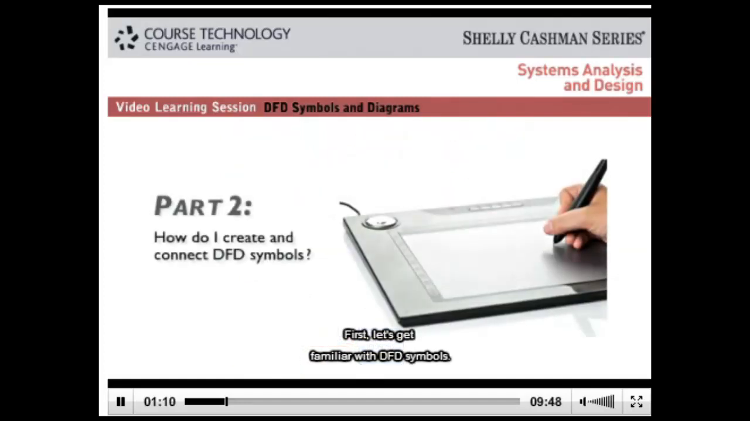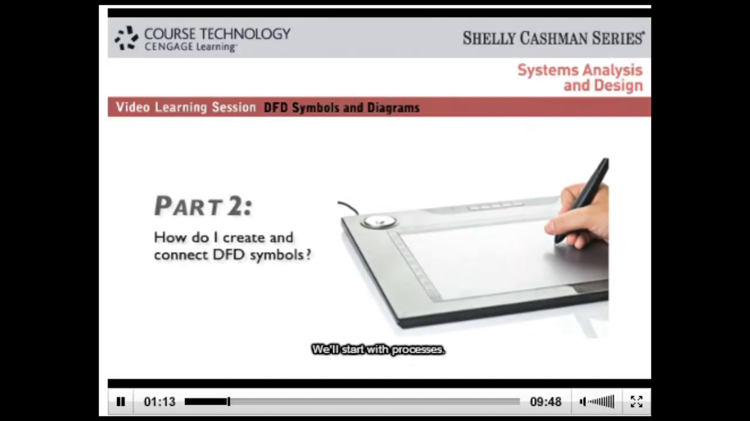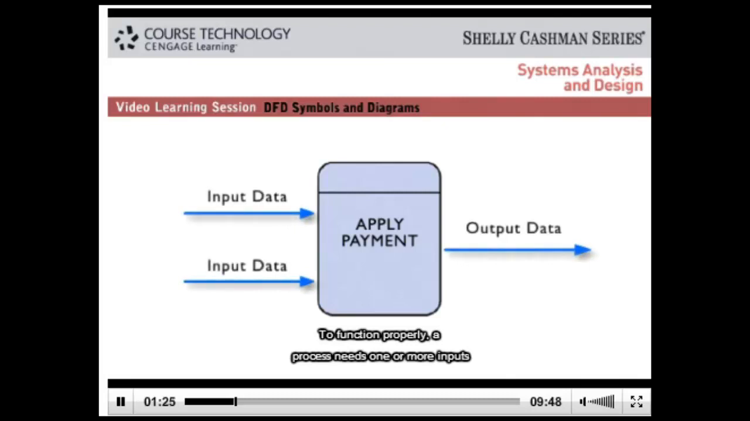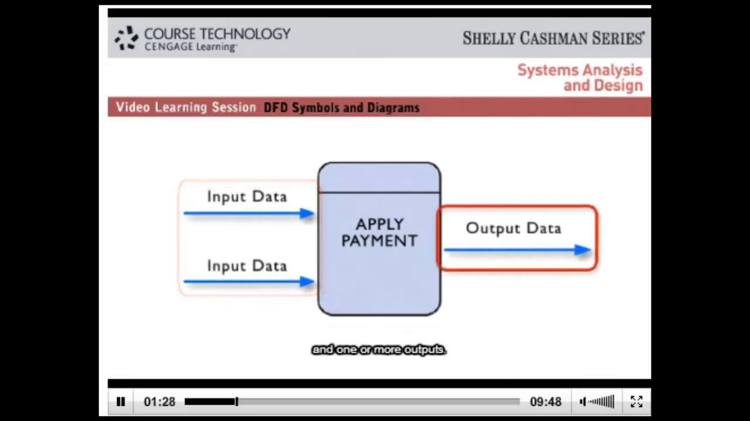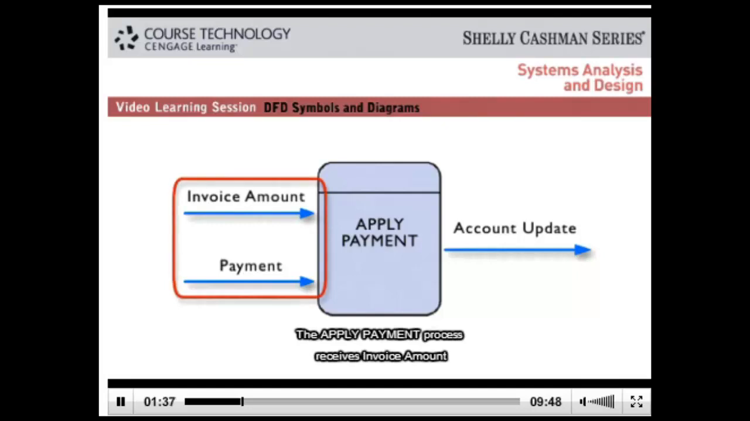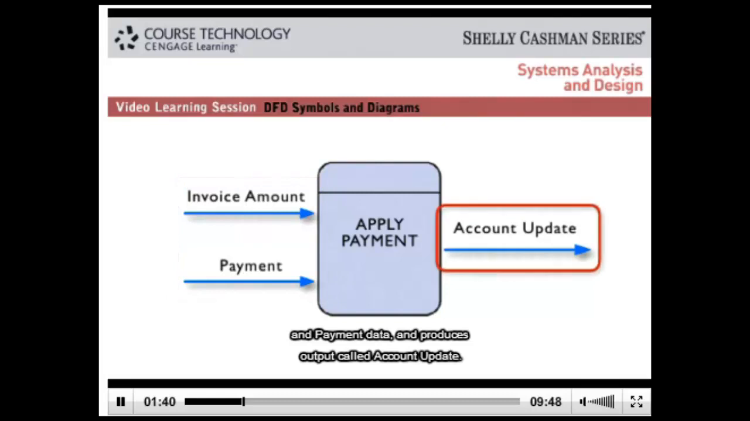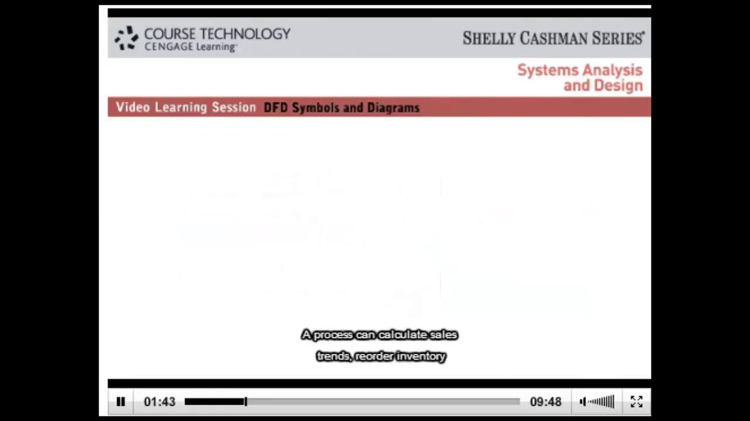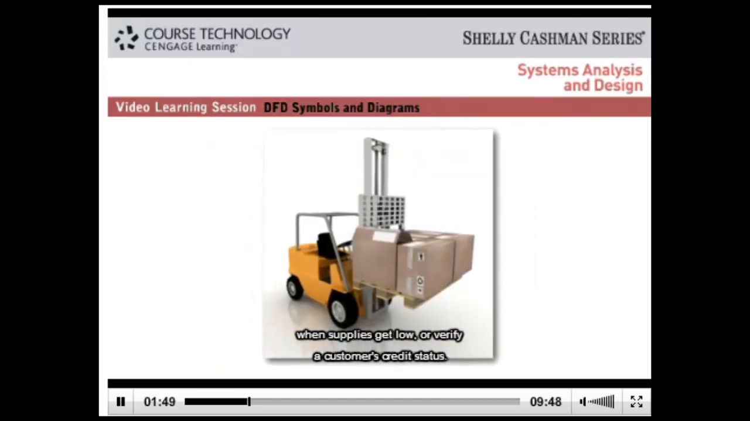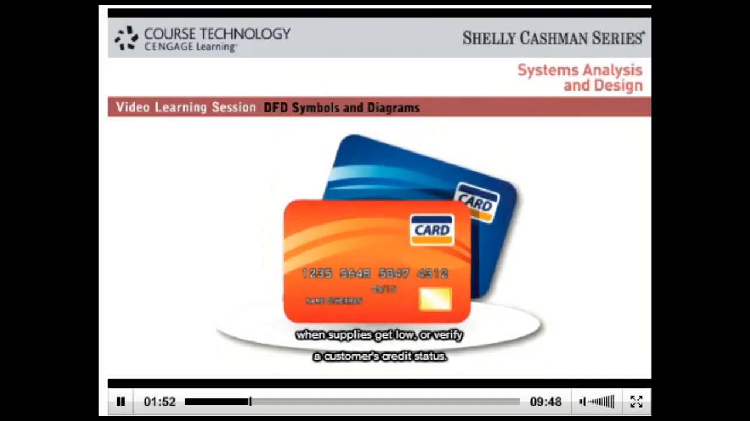First, let's get familiar with DFD symbols. We'll start with processes. A process performs one or more tasks or functions. Each process gets a number and a descriptive name. To function properly, a process needs one or more inputs and one or more outputs. Here's an example of input and output data. The Apply Payment process receives invoice amount and payment data and produces output called Account Update. A process can calculate sales trends, reorder inventory when supplies get low, or verify a customer's credit status.